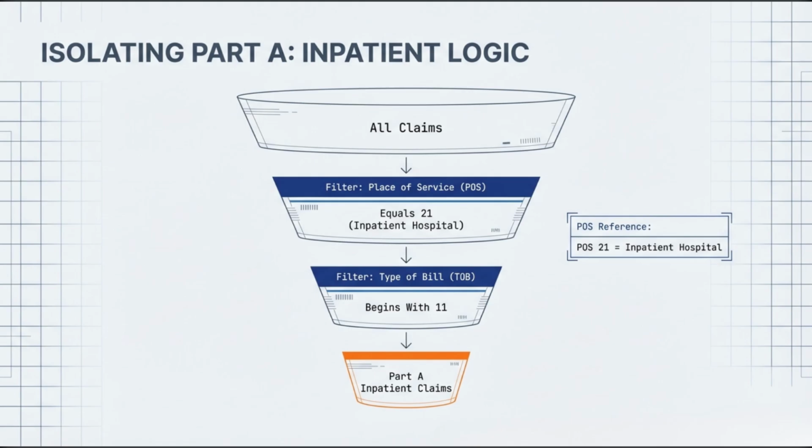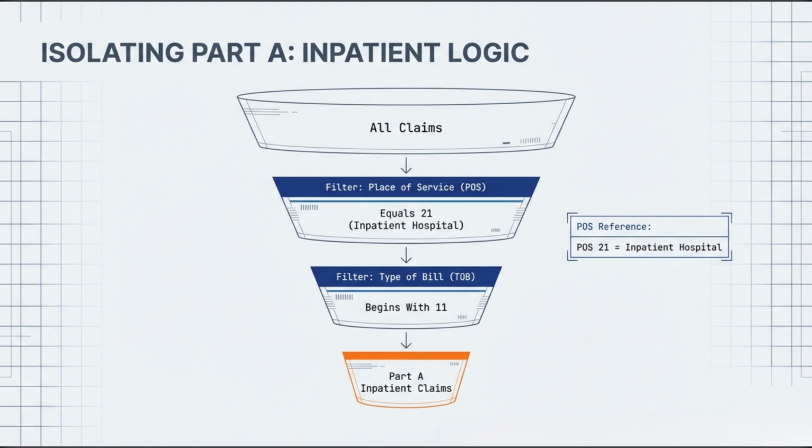But wait, there's more. Just being an inpatient hospital claim isn't quite enough for Part A. We add another powerful filter: type of bill, or TOB. For Part A inpatient claims, we need the TOB to begin with 11. That 11 tells us we're looking at a hospital bill specifically for an inpatient stay, an original submission. See how these two specific filters, POS 21 and a TOB starting with 11, precisely carve out those Part A inpatient claims? It's this kind of logic that helps us zero in on exactly what matters for our audit.